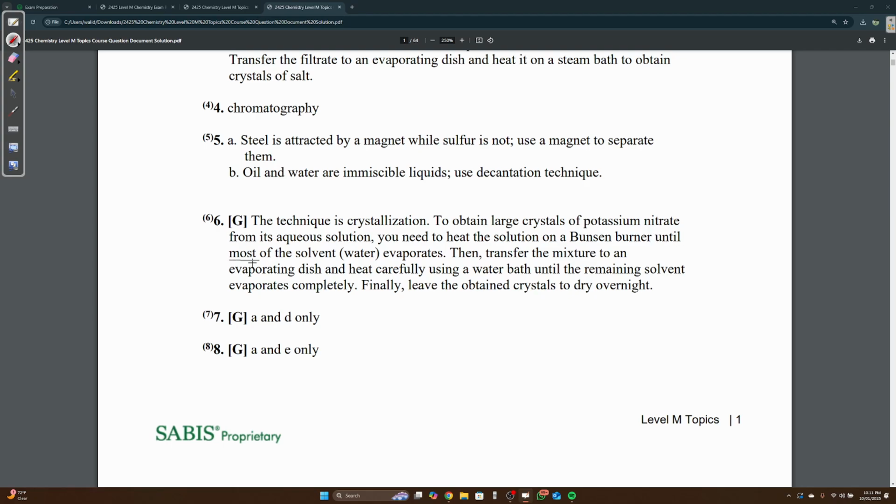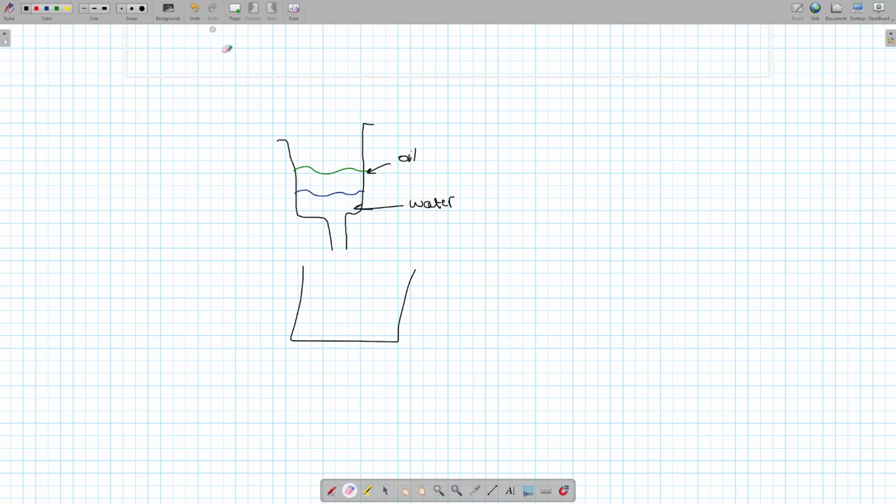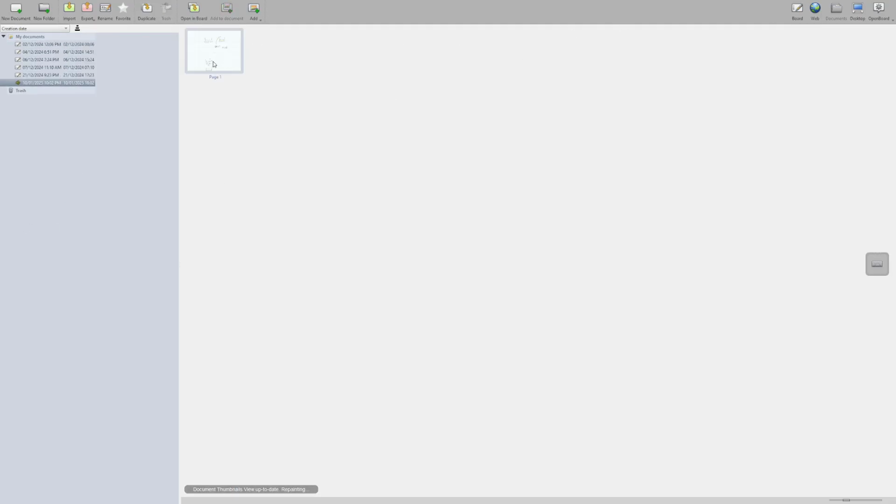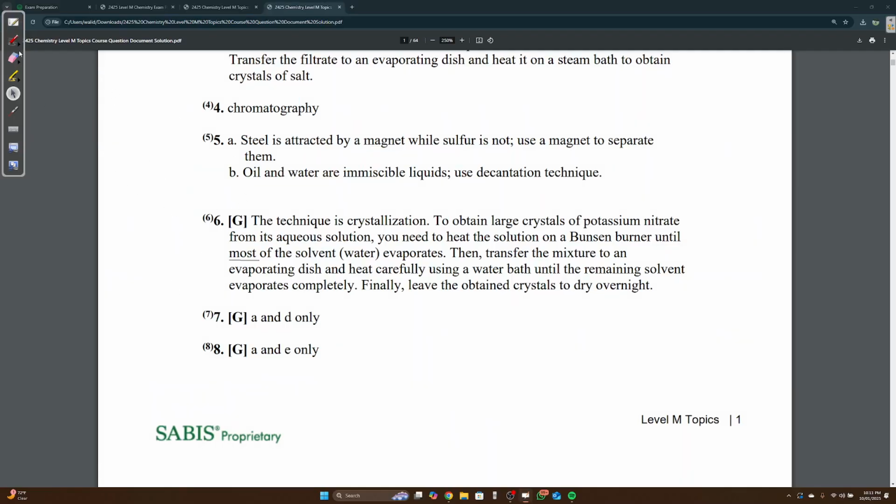Keyword is most, okay? Until most of the solvent evaporates. That's the keyword in the first step. So heat until most of the solvent evaporates.